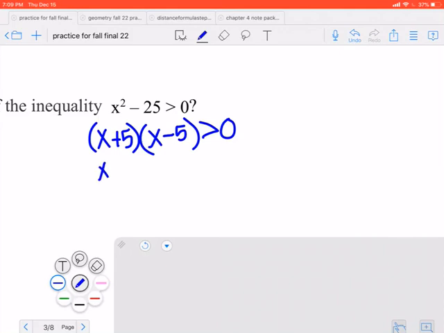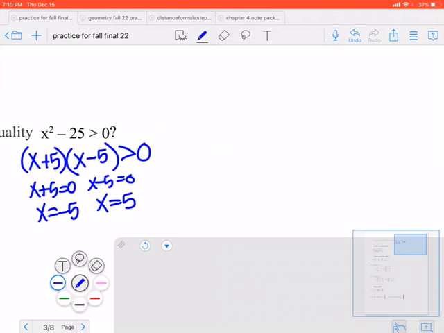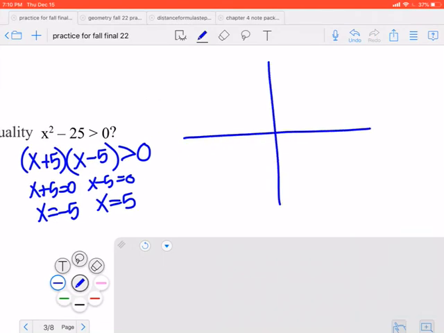So to get those roots, we solve it for 0. So x is -5, and for this guy, x is +5. So +5 and -5. So our parabola, and it's a positive a value, so it is opening upward. I don't know how far down it goes, but that part doesn't matter, because we're just interested in where the zeros, the roots are. And we're looking now at that inequality.